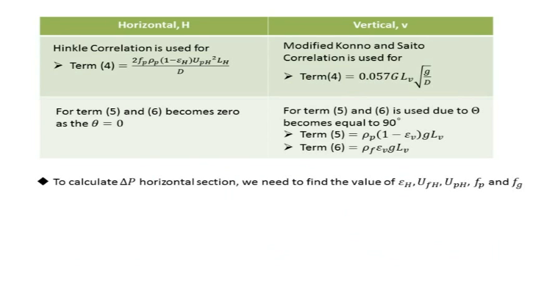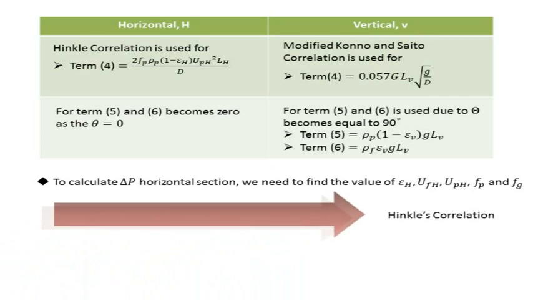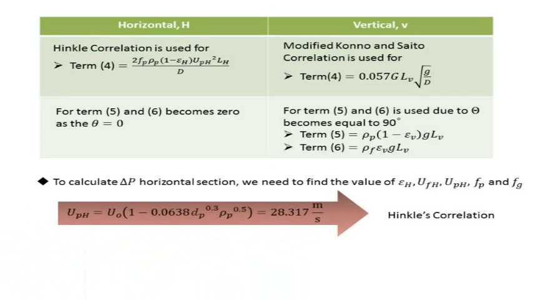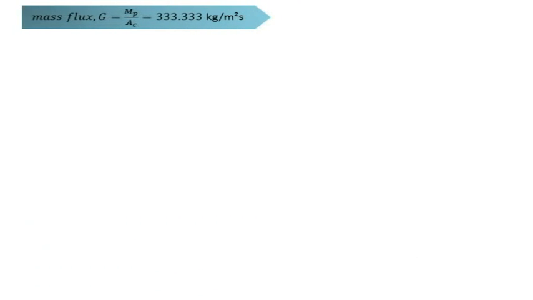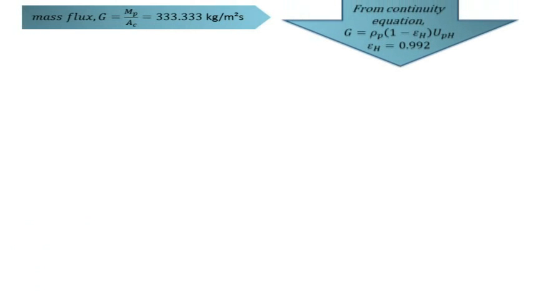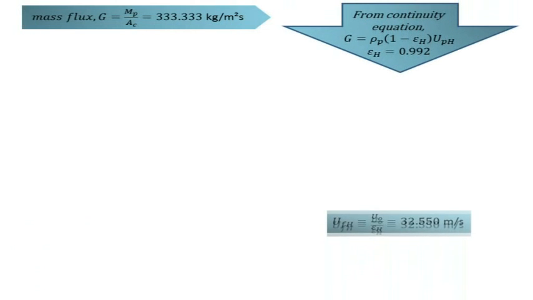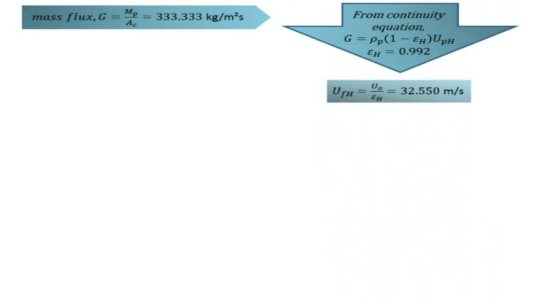To calculate delta P for the horizontal section, we need to find all the unknowns. From the Hinkel correlation, UPH is found. Thus, from the Hinkel correlation, we can get the value of pH. Mass flux can be calculated based on the value of the mass flow rate and cross-sectional area. From the continuity equation, the voidage value is 0.992. The UFH value is 32.55 meter per second.